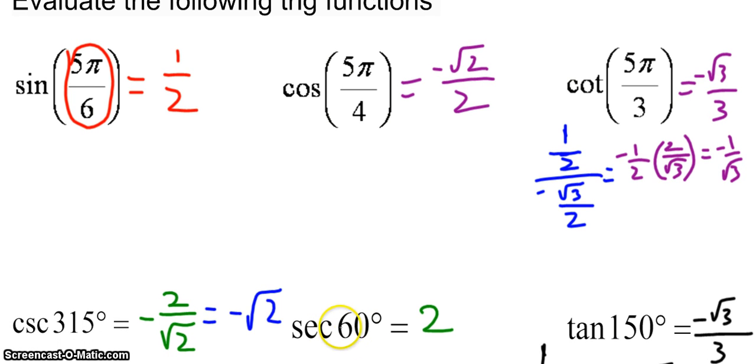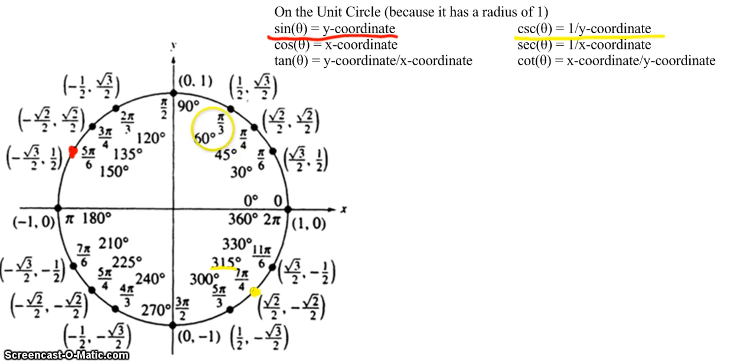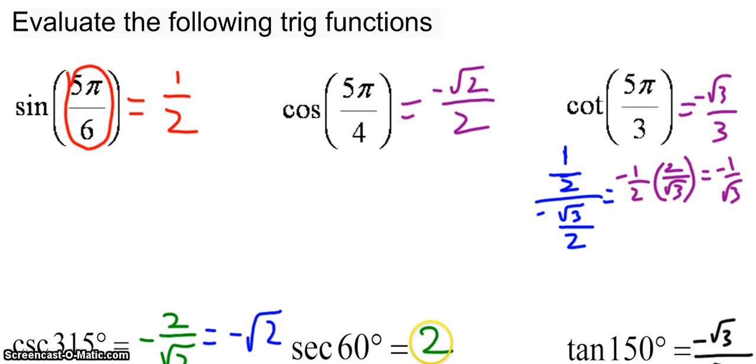The secant of 60 degrees. 60 degrees is right here. Secant is 1 over the x value. The x value is 1/2. So 1 over 1/2 is 2.